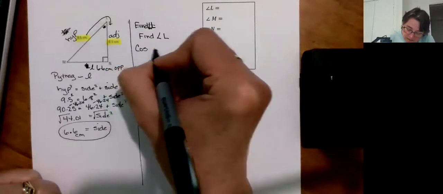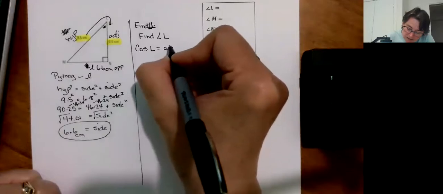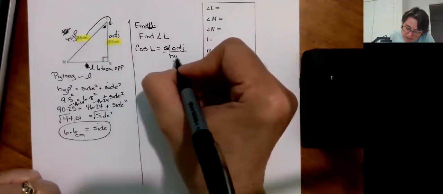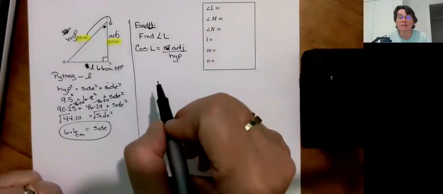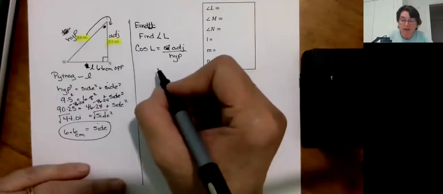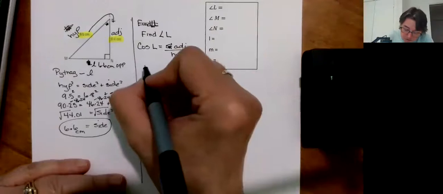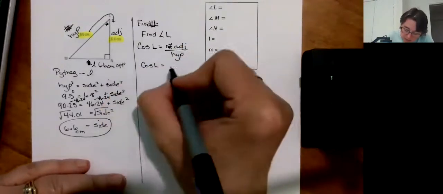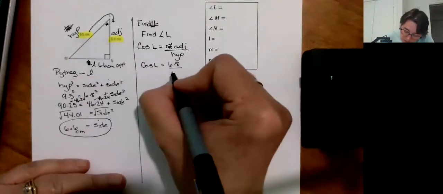So cosine L is, oopsie, adjacent over hypotenuse. I keep switching between leaving the theta there and putting a letter in. Either one is fine. I think this should make it a little more clear for you guys. So I'm going to get rid of my thetas for a second. I'll put the letters in right away. So angle L, which I don't know, is equal to the adjacent, which is 6.8, divided by the hypotenuse, which is 9.5.